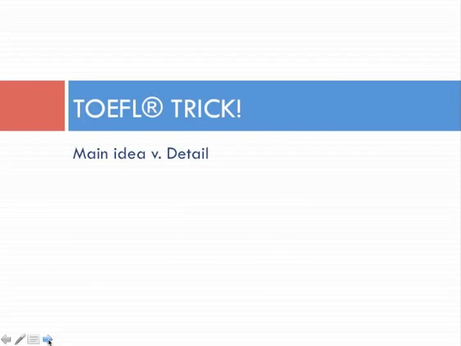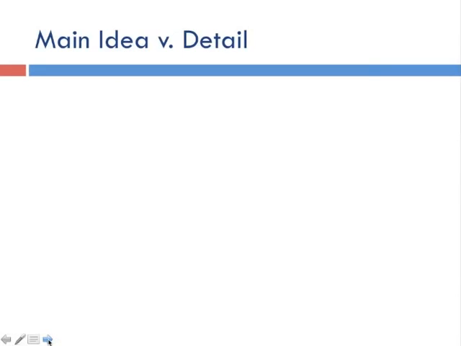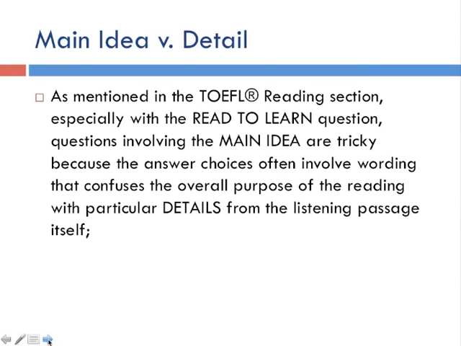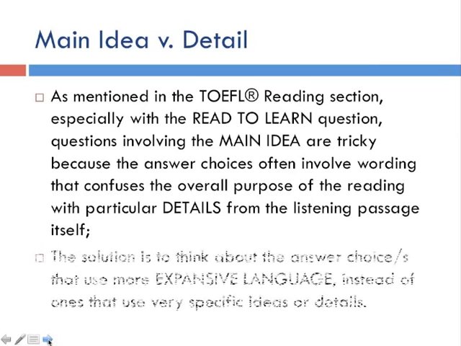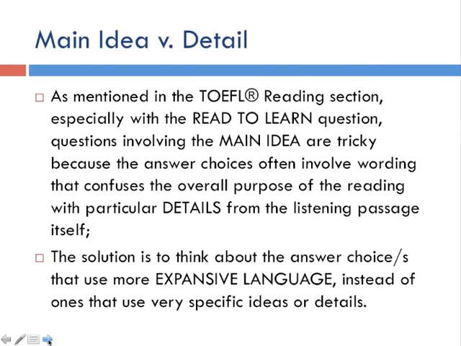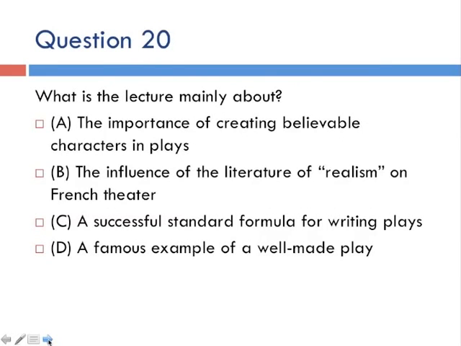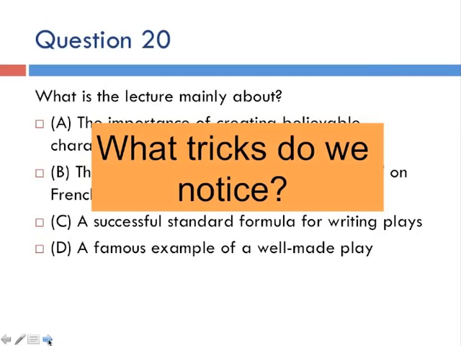Now, this brings us to a trick. And you'll notice right away the trick involves, can we distinguish between a main idea and a piece of information like a detail? Now, as we mentioned in the reading section, especially with the last type of question, the read to learn questions, questions involving main ideas are often tricky because the answer choices will involve wording that confuses the overall purpose of the reading with particular details you may hear. So the solution is to think about the answer choice that uses more expansive language instead of ones that just use specific ideas or details. That's often a trick. So as we look at this, let's see what tricks we can notice right away.